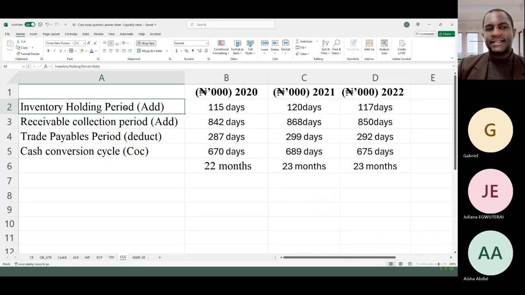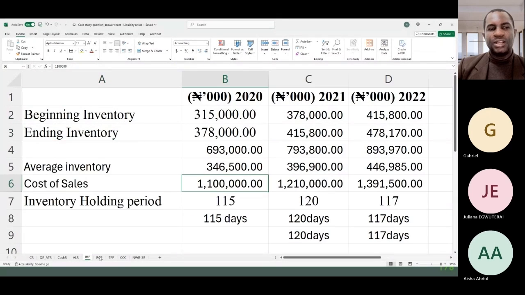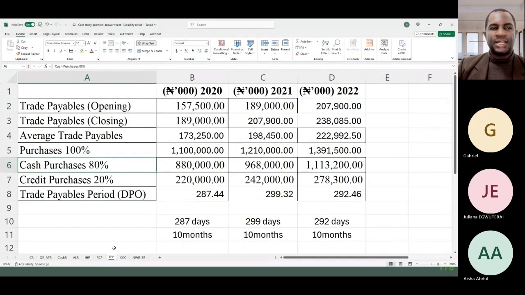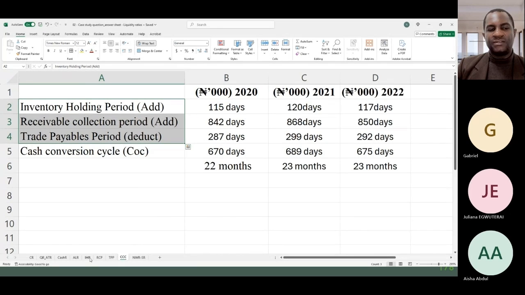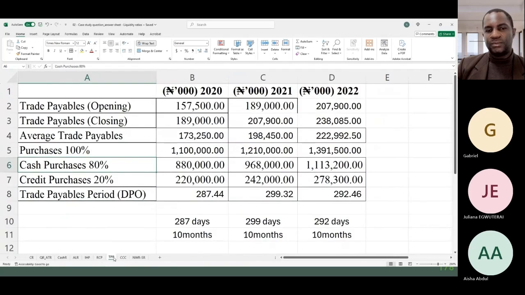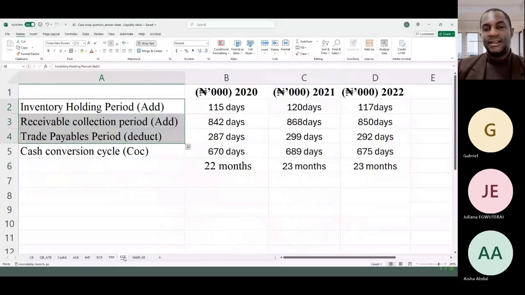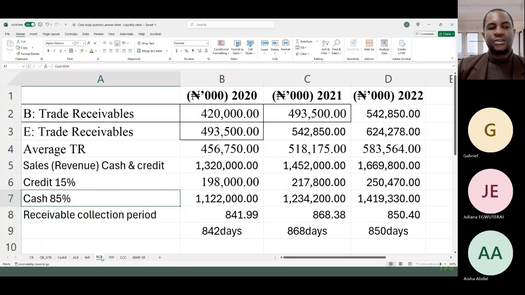So where, under exam condition, they ask you to calculate cash operating cycle, and they didn't ask you to calculate inventory holding period, receivable collection period, and trade payables period, then the examiner wants you to do a lot of work, because you cannot get your cash operating cycle without calculating your inventory holding, receivables, and trade payables. Even though I've not seen this question asked in all 21 editions of his Pathfinder, in case it's asked, you have to be very fast in calculating your inventory holding period, receivable collection period, and your trade payables period.